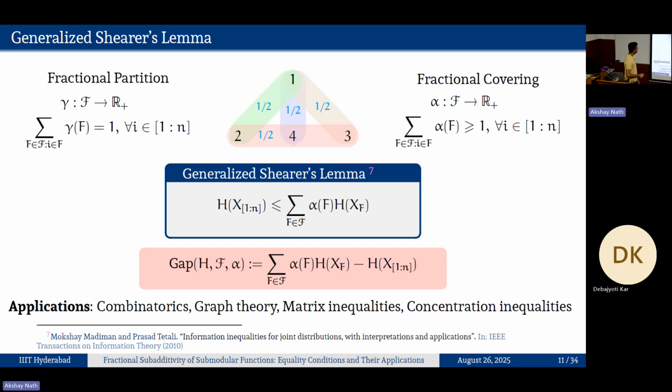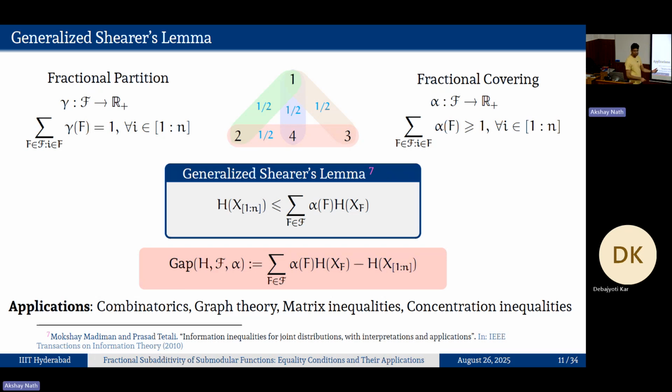A generalized Shearer's lemma would be something of this sort, where h of x1 to n is at most the summation over all the subsets in the family, a kind of weighted average of the entropies of the subsets. Whatever I'm presenting, I'm presenting first as entropy, and then I'll say that entropy is a specific example of a submodular function, and whatever I'm talking about here will hold in very good generality.